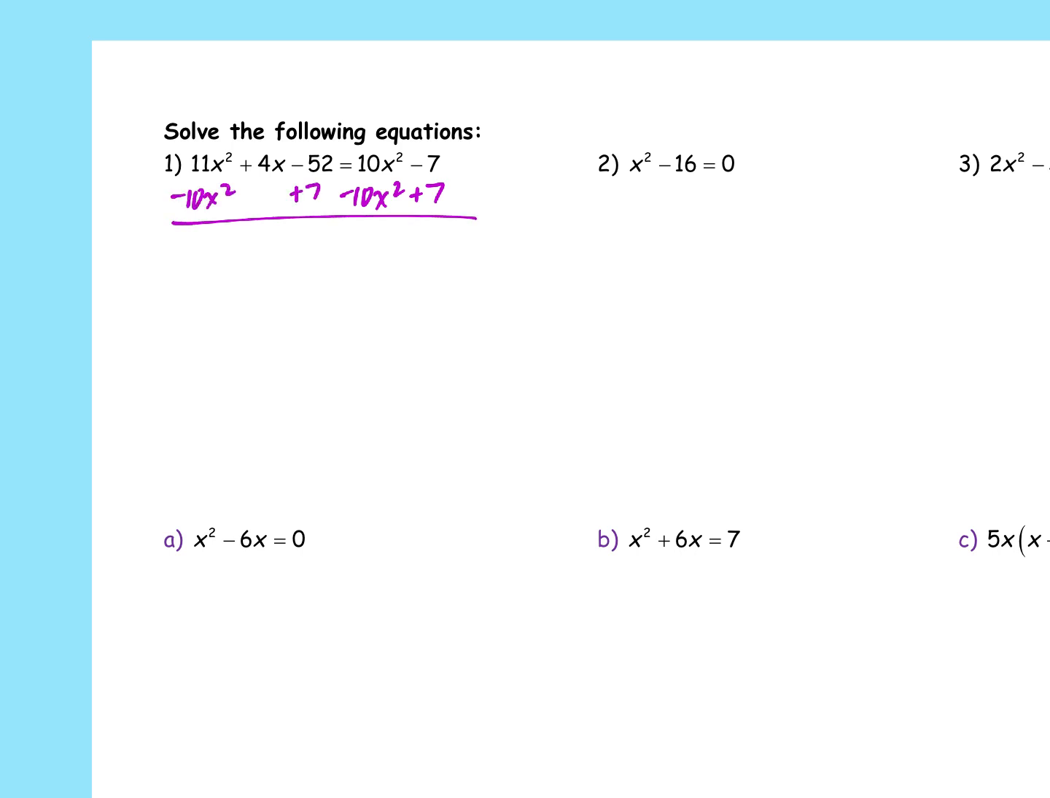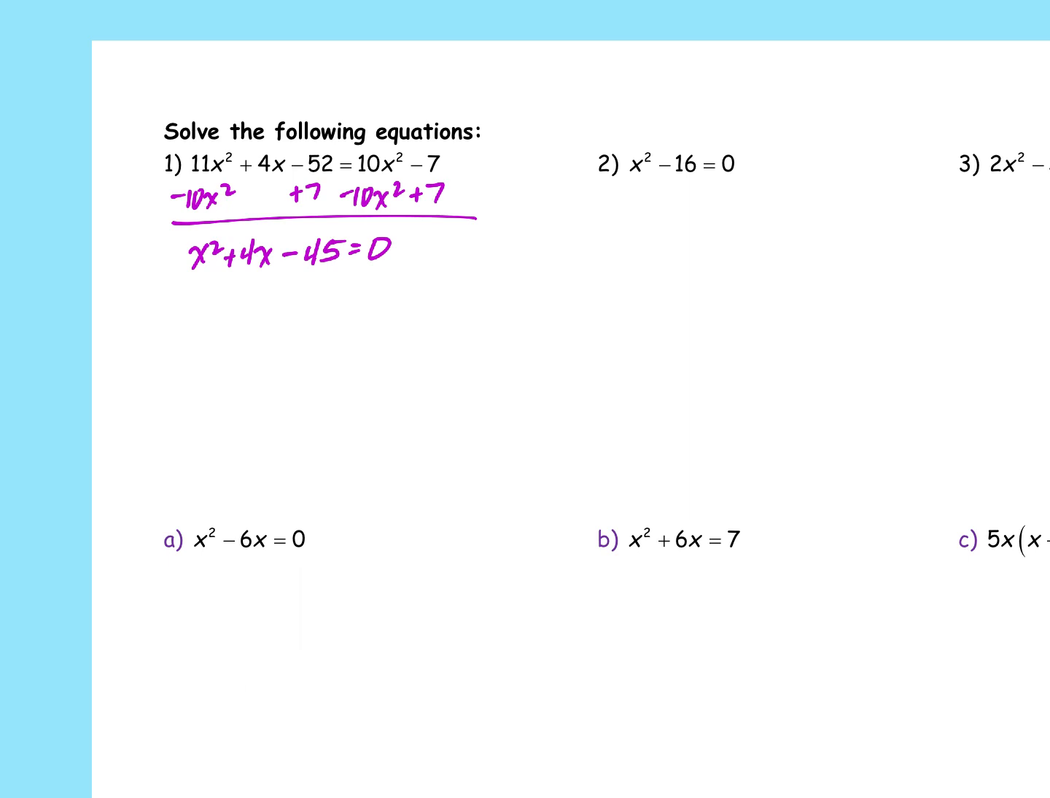Add 7, and I'm going to get x squared plus 4x minus 45 equals 0. Okay. I'm going to lie, actually. I did lie. I'm going to say I lied.